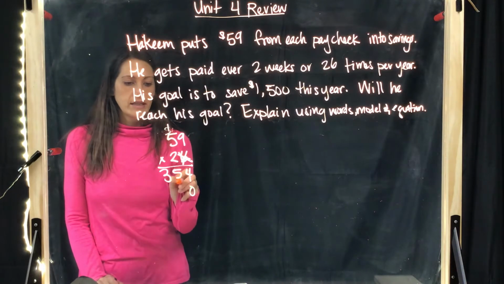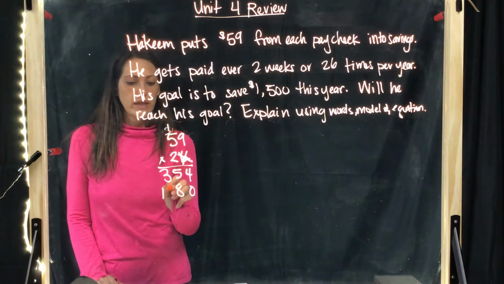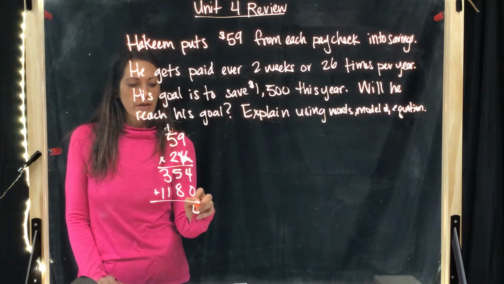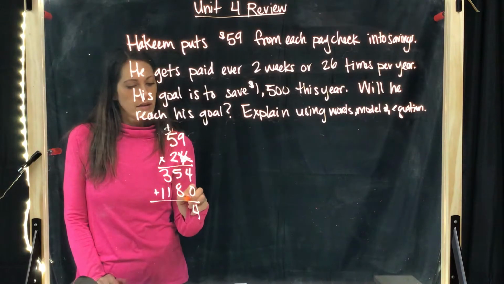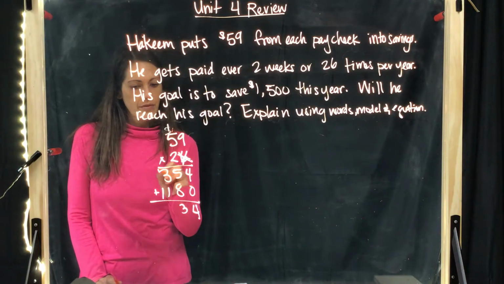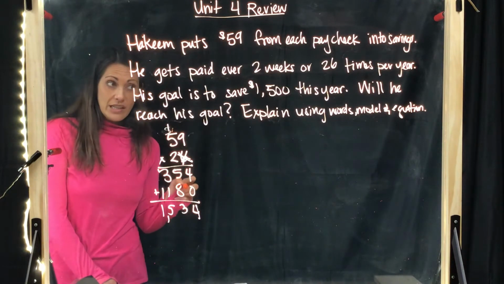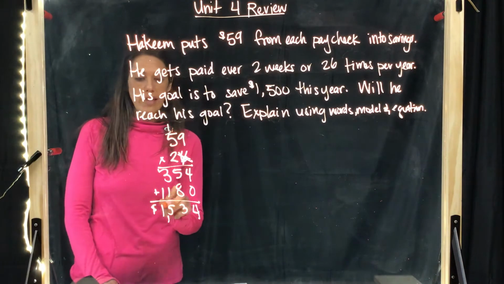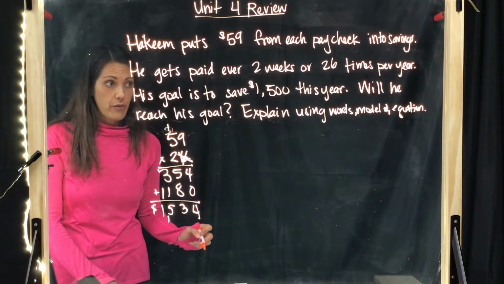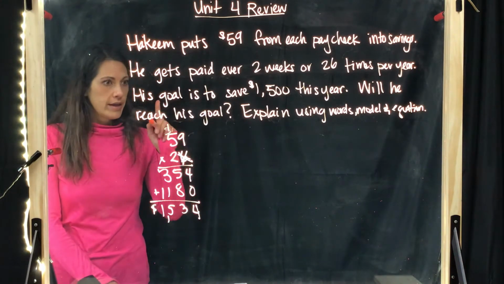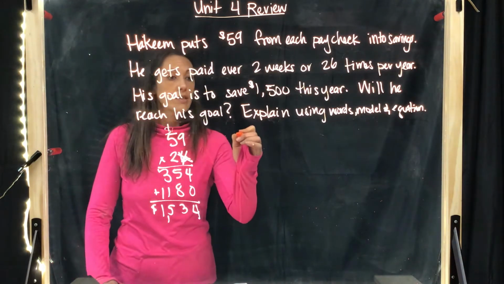2 times 9 is 18, 2 times 5 is 10, 1 more is 11. I will add these 2 together. 8 plus 5 is 13, and so on, 1,534. Okay, so it looks like he will save at the end of the year $1,534. So will he reach his goal? Yes. So I'm going to explain using words.